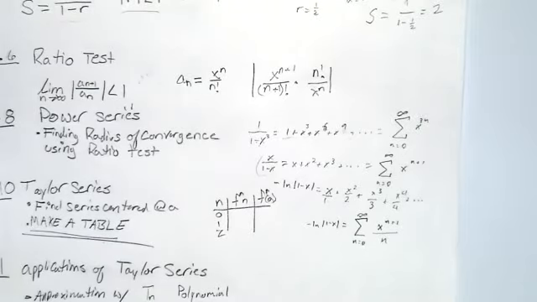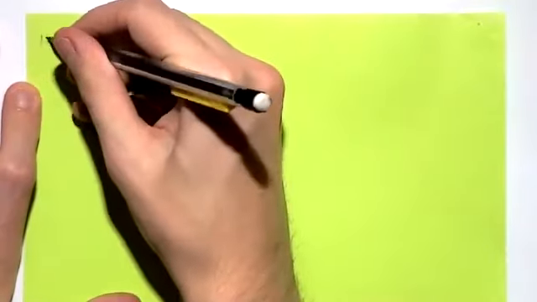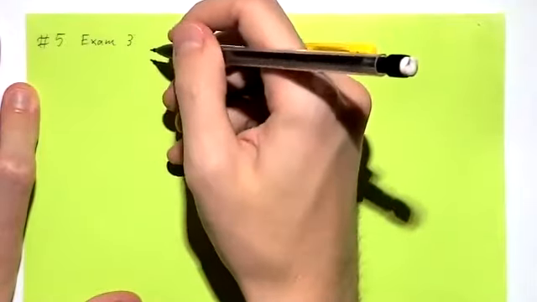Okay, all right. I'm going to get a new page out. Let's see, trying to find a blank one. There's a blank one. Okay, all right. So number 5, exam 3 review.